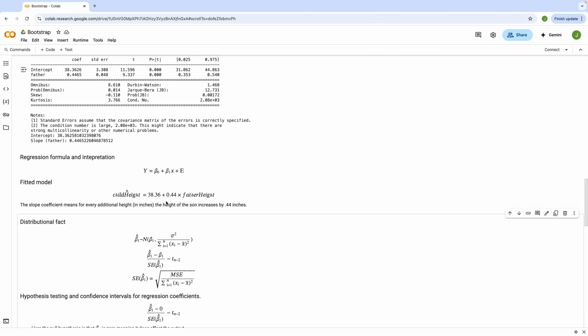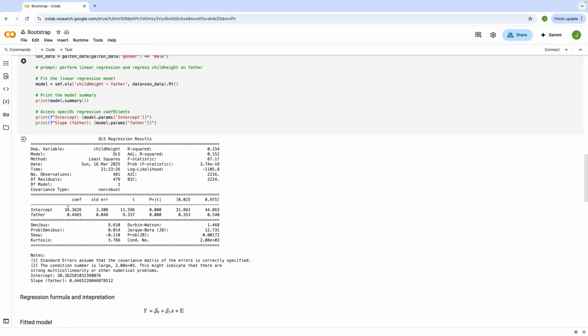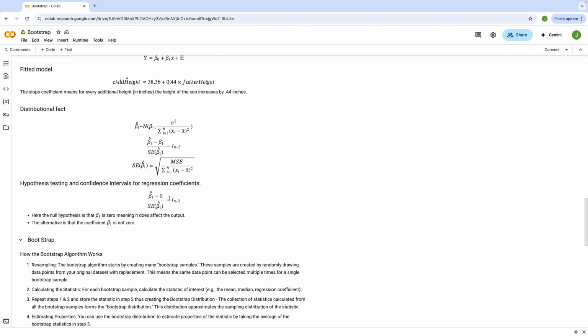Now I'd like to point out I could do this for any statistic. I could do this for the intercept. I could do this for the AIC, the BIC, the R squared, the F statistic, anything that's calculated with a formula and from the data. I can use the bootstrap process.